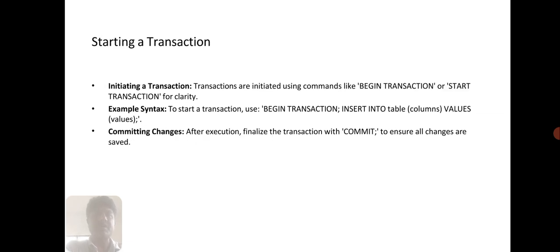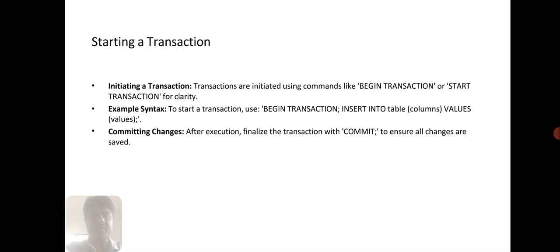Next is starting a transaction. A transaction is initiated with the commands BEGIN TRANSACTION or START TRANSACTION. An example of BEGIN TRANSACTION is using an SQL query, INSERT INTO the table name, the columns, and then inserting some values. That is the main example for a transaction.